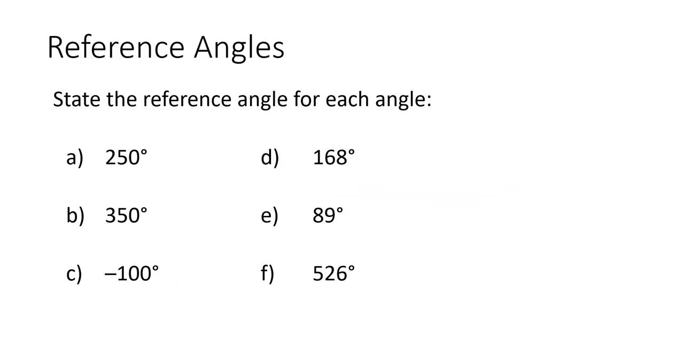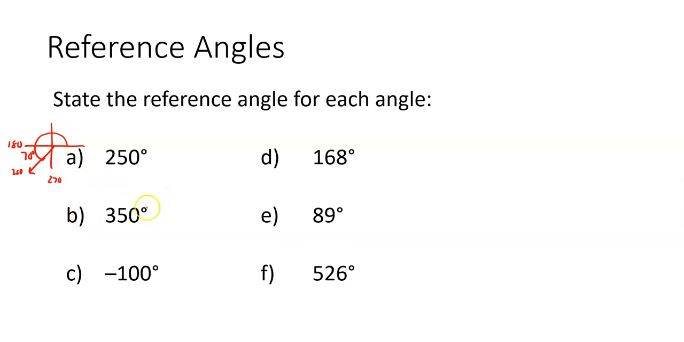So state the reference angle for each angle. Where's 250 degrees? 250 degrees is more than 180, but less than 270, right? 270 would be all the way down the bottom of the unit circle. Well, if this is 270, that's 250, that's 180. What's the difference between 250 and 180? It's 70 degrees. That's the reference angle.